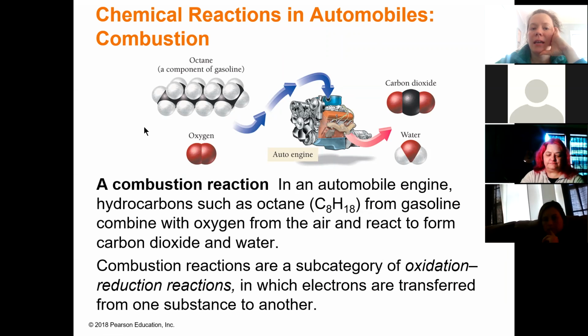As far as a chemical reaction that's happening every time you drive your car, it's called a combustion reaction. That's where you take octane, which is a component in gasoline, and you mix it with oxygen. Well, you don't mix it, but you react it with oxygen. Mixing it, they would just sort of sit together, but they're actually reacting. So the octane reacts with oxygen, it moves through your engine. Your engine captures the heat that's produced to move pistons that will run the car. And then your products are carbon dioxide and water. This type of reaction is a subcategory of an oxidation reduction reaction, and we'll get into that a little bit later.